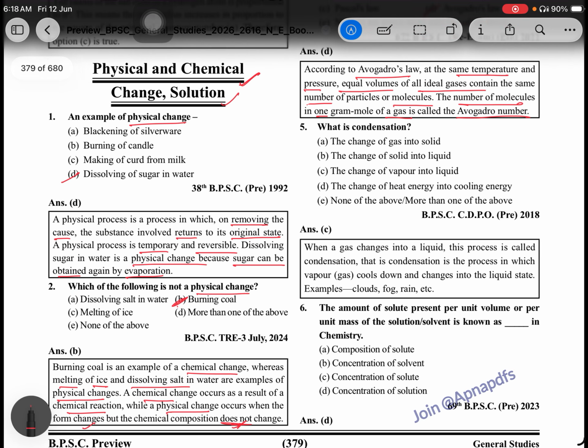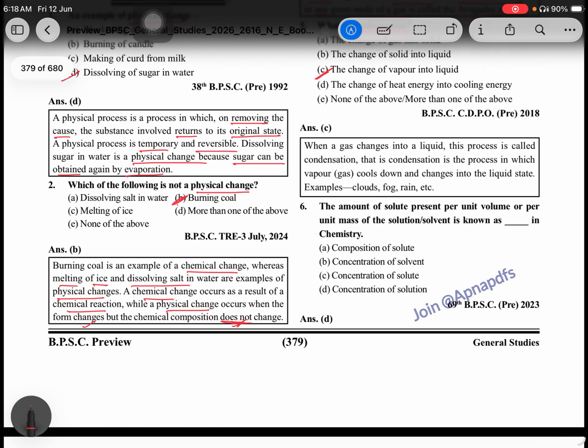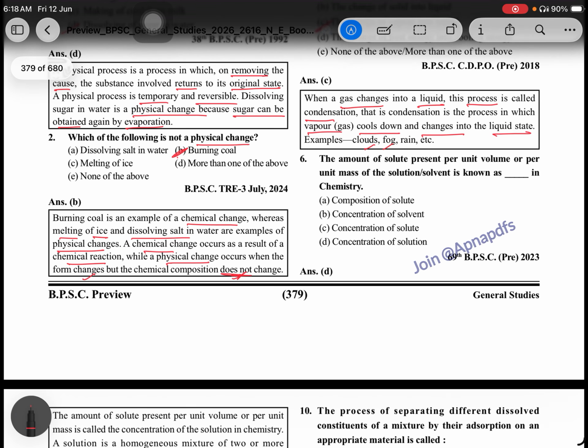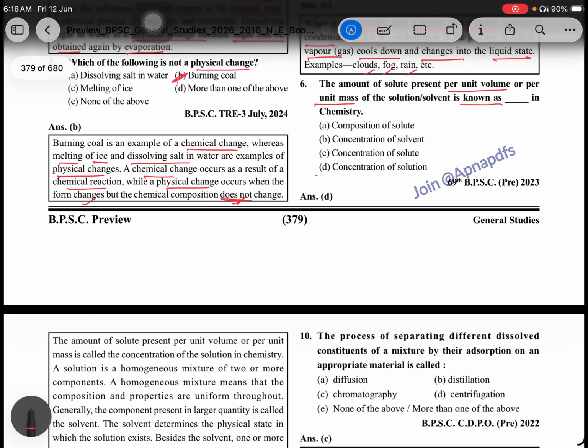What is condensation? The changing of vapor into liquid is called condensation. When gases change into liquid, the process is called condensation. Condensation is a process in which vapor or gas cools down and changes into the liquid state. Examples: cloud, fog, rain, etc. The amount of solute present per unit volume or per unit mass of the solution and solvent is known as concentration of solution. The correct answer will be D.